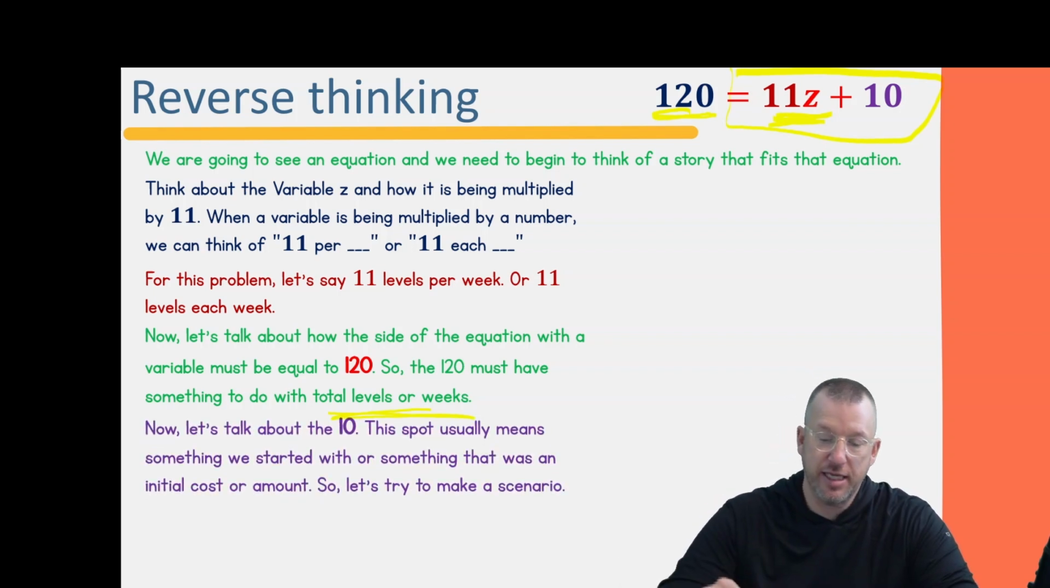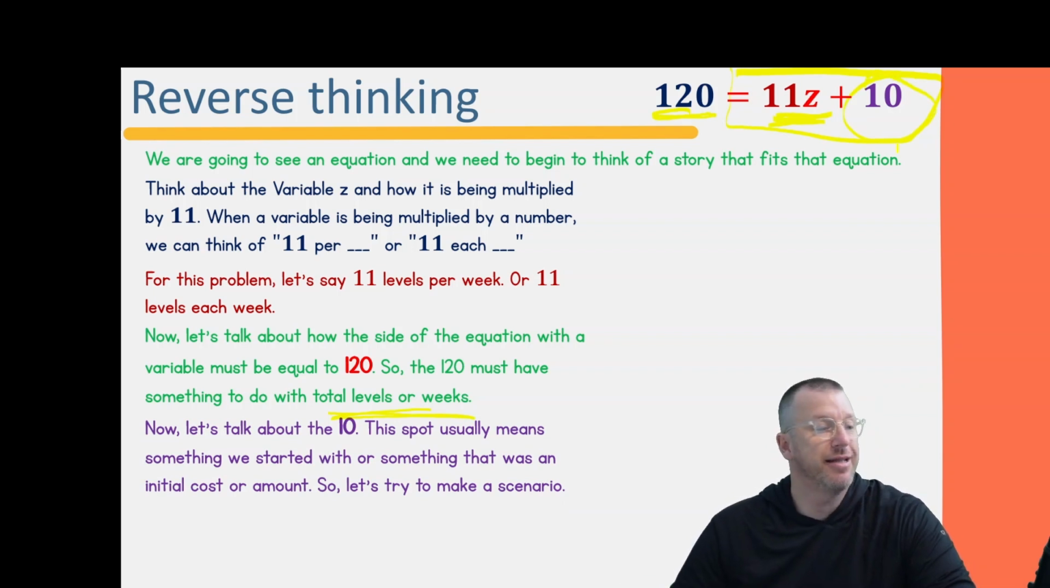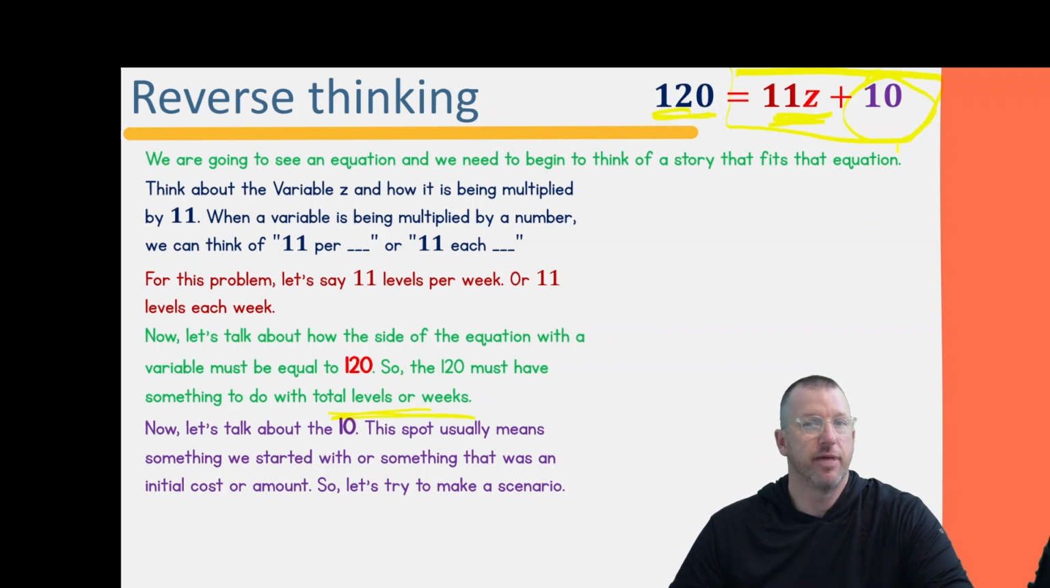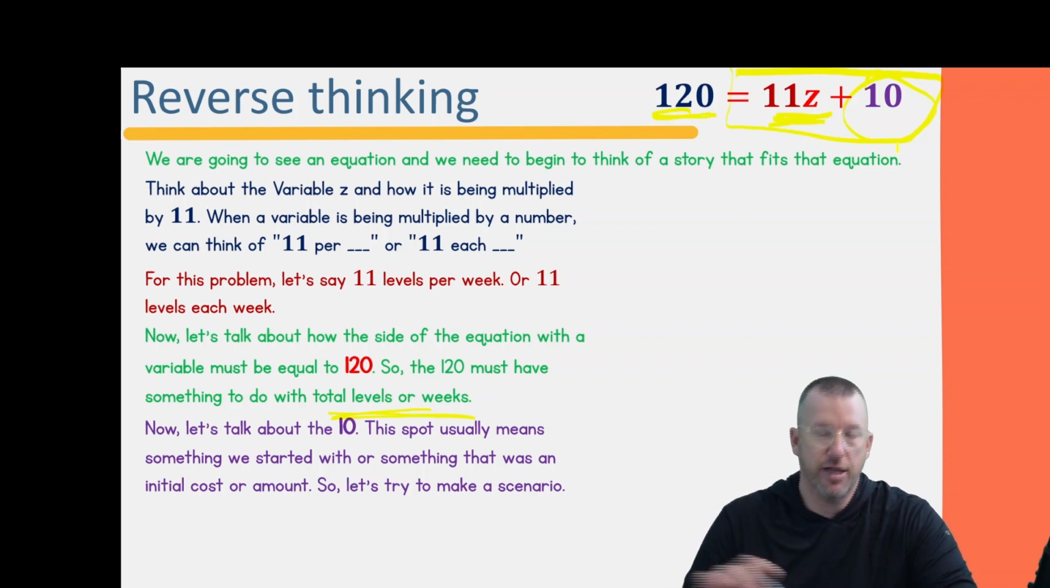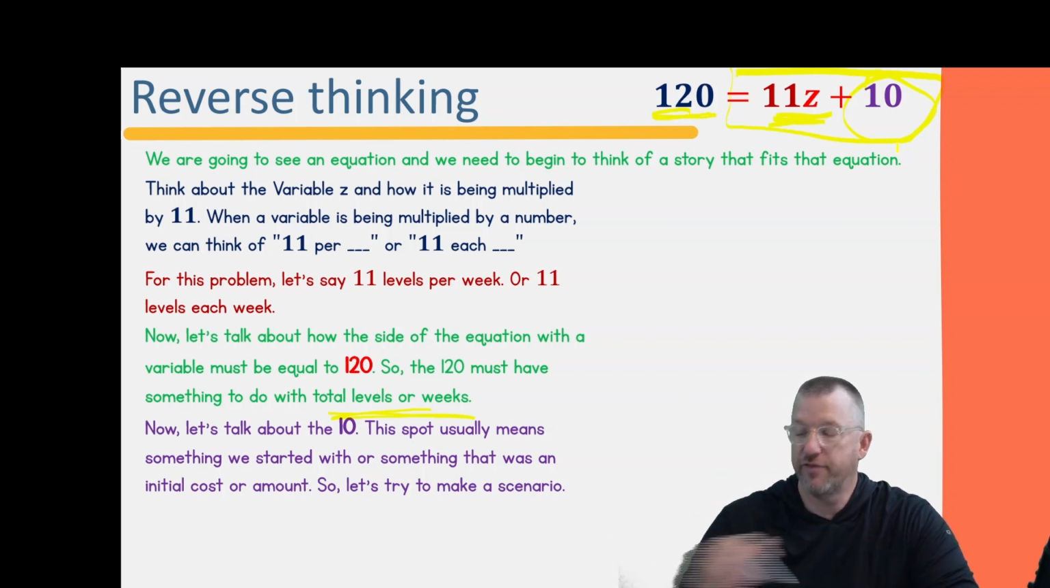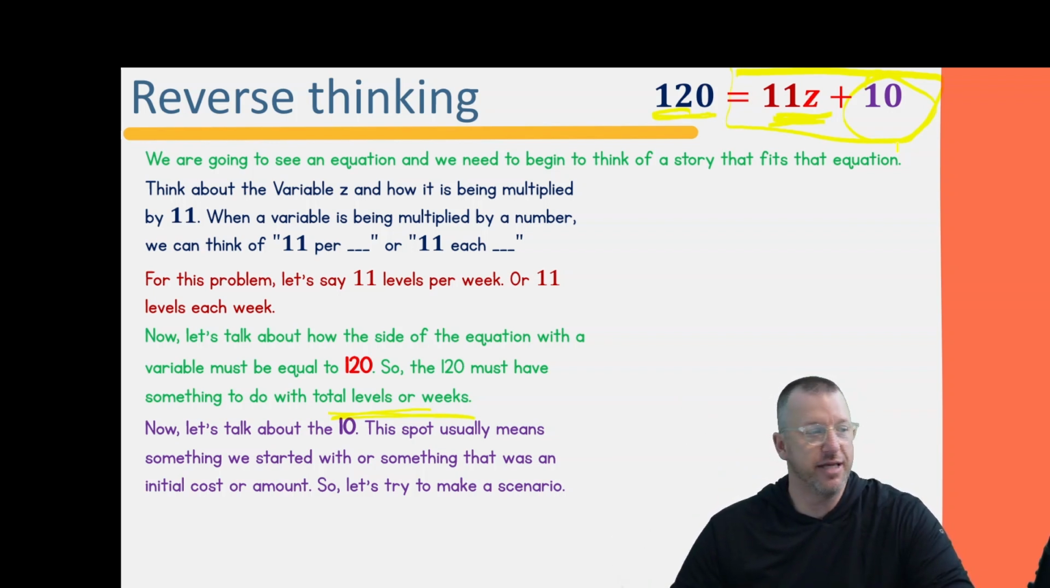Now let's talk about the 10. That's the guy that's over there by himself, okay? That spot, when you're looking at a linear equation, usually means something that we started with already, or the initial cost of something. Like if you join a club and they say it's $100 to join our club, and then every month it's 50 bucks. So that $100 would be the thing you have to pay up front, and then the other fee is per month. So it's the thing you normally start with.